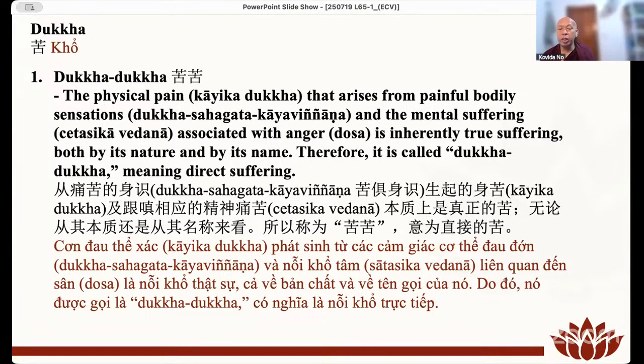So that means body consciousness, right? Then it will arise together with body consciousness. The mental suffering, cetasika vedana, cetasika dukkha, is associated with anger, dosa. We can also understand it like unpleasant feeling in our mind. It is inherently true suffering, both by its nature and by its name. Therefore, they are called dukkha dukkha, meaning direct suffering. So we can also say real suffering. We can experience it practically.